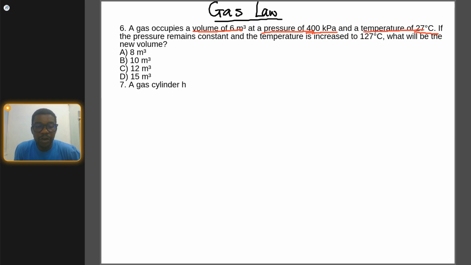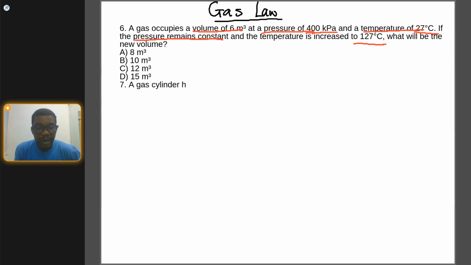If the pressure remains constant and the temperature increases, that means you have a new temperature, which is 127 degrees Celsius, what will be the new volume?